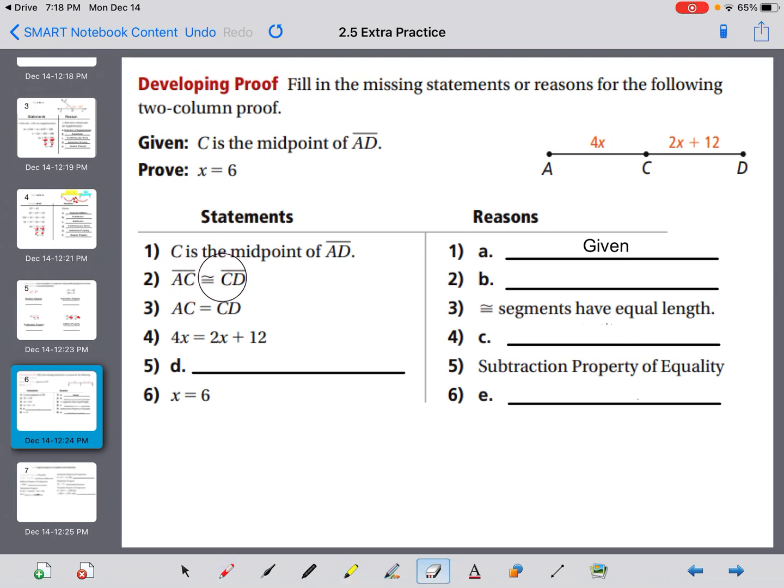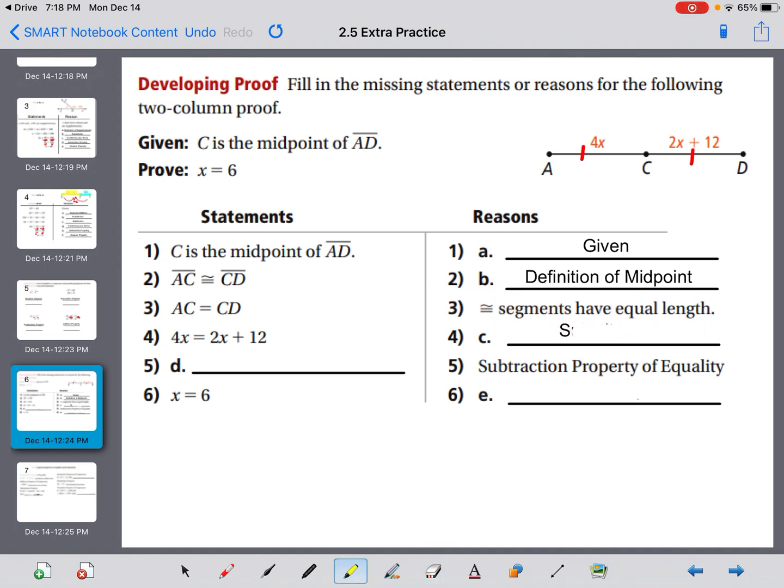AC is congruent to CD, meaning this segment here is congruent to this segment. Well, that's the definition of the term from the previous statement. That's the definition of a midpoint. So we can go ahead and mark these two congruent. So AC is equal to CD, and congruent segments have equal length.